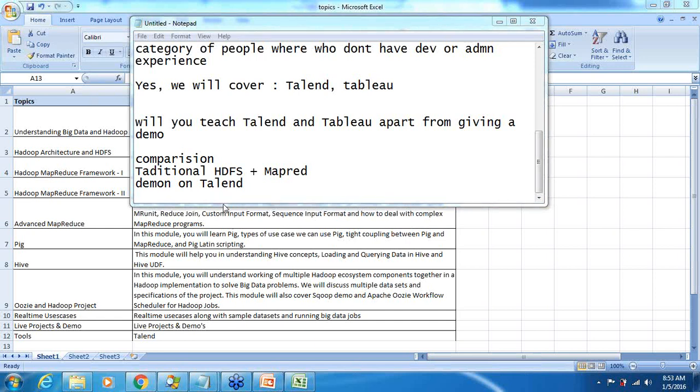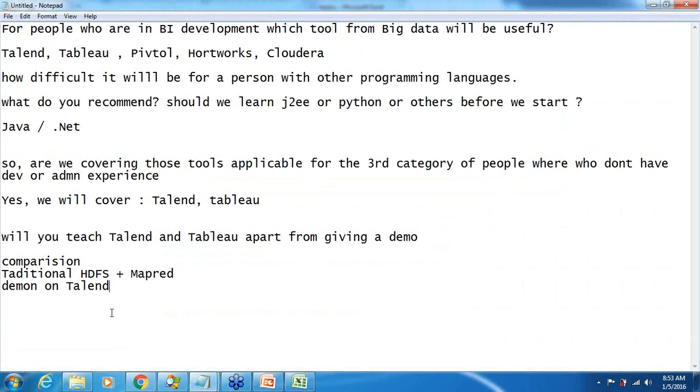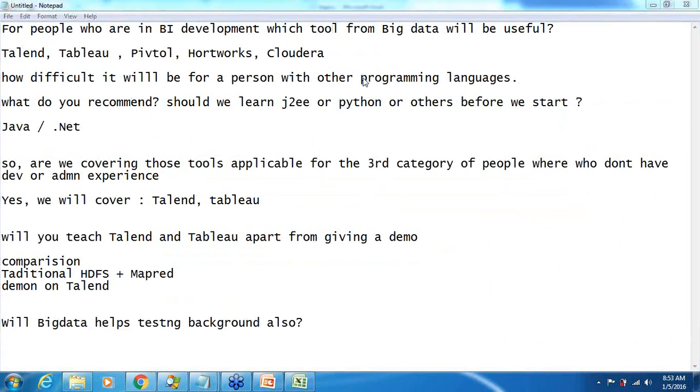Sorry, my question is valid. Will Big Data alone help a testing background? Yeah, this is a very repetitive question coming up in any one of the sessions. Okay, to answer this question, I think it's coming from Sandeep. Well, Big Data helps testing background as well. Yes, there are a couple of tools. Maybe I'll give you some kind of use case, then you visualize it.